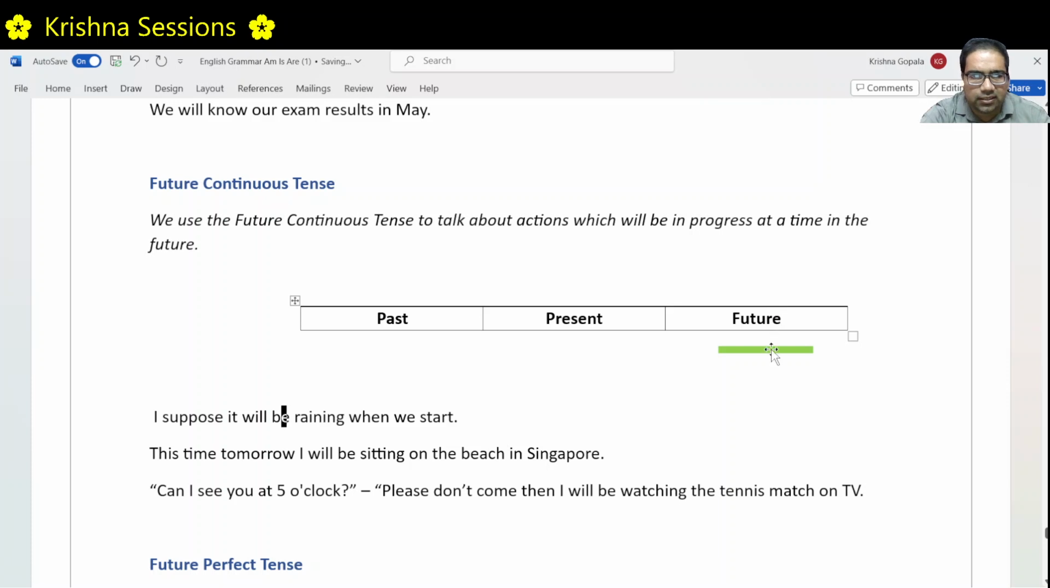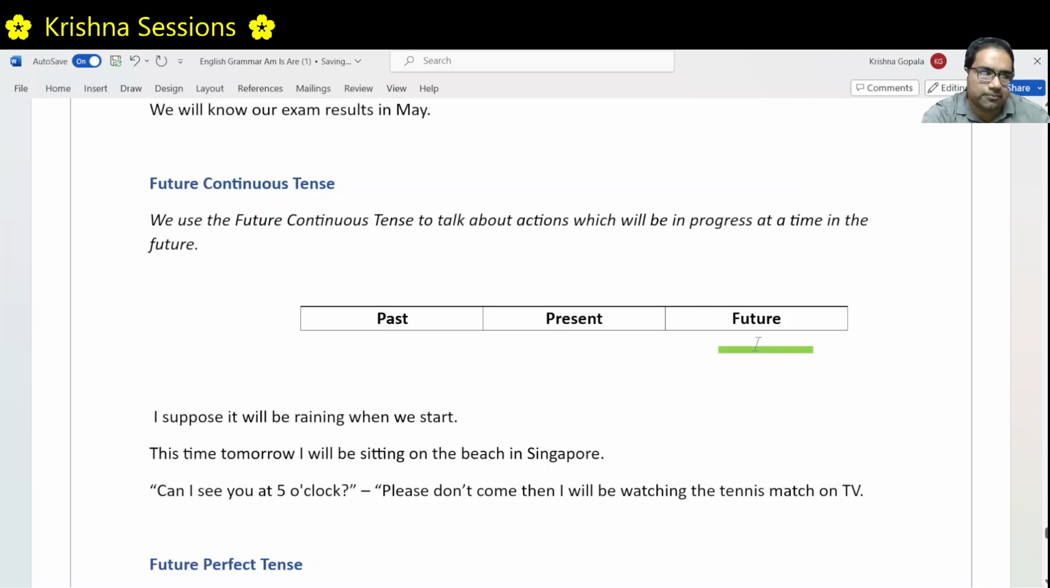We'll start somewhere here. Around that time, there will be rain. That is what we are saying. It's a future thing, but it's a continuous thing. This time tomorrow, I'll be sitting on the beach in Singapore. This time tomorrow is this part. I'll be sitting. That means I'll be sitting before that also, after that also.